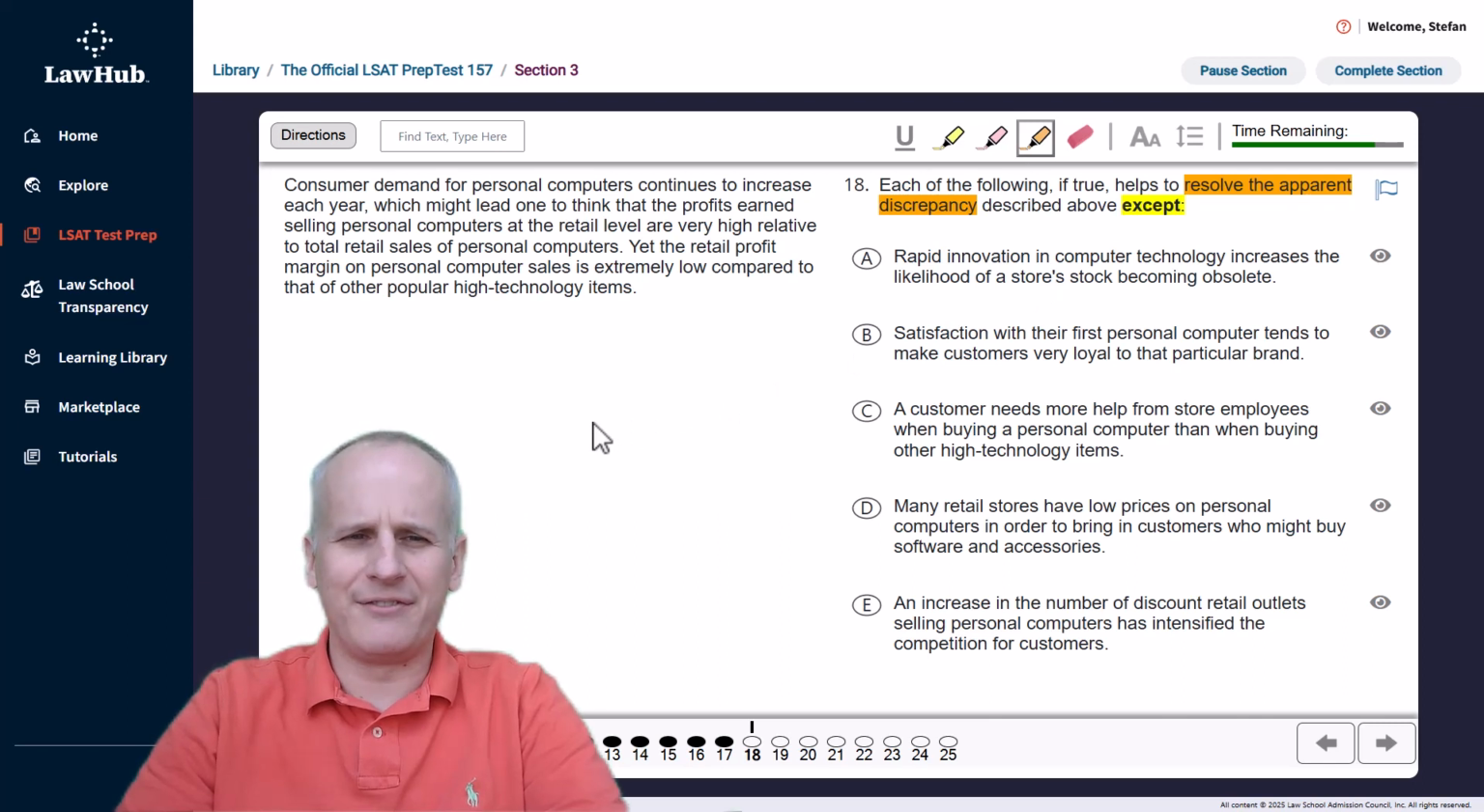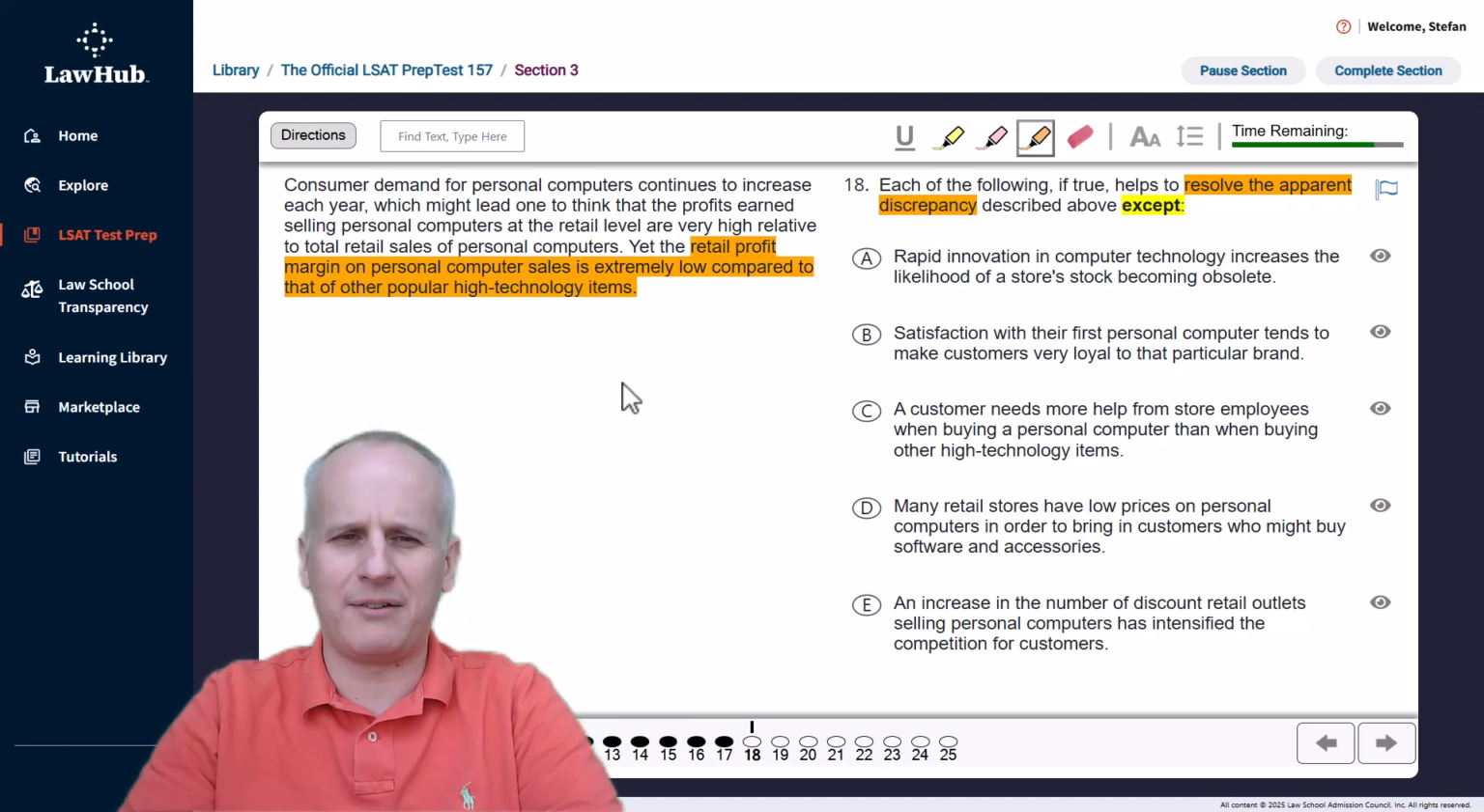So, reading on the left, consumer demand for personal computers continues to increase each year, which might lead one to think that the profits earned selling personal computers at the retail level are very high relative to total retail sales of personal computers. Yet, the retail profit margin on personal computer sales is extremely low compared to that of other popular high technology items. So, we're going to just highlight in orange the paradoxical fact that retail profit margin on personal computer sales is low compared to other popular high technology items, even though demand goes up.